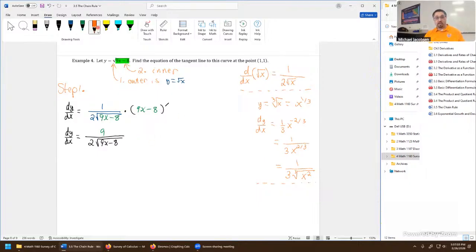Once we get done with step 1, step 2 is just to get a slope. But any questions at all, folks, on what we did for step 1, the chain rule part? Okay, so we have a derivative.